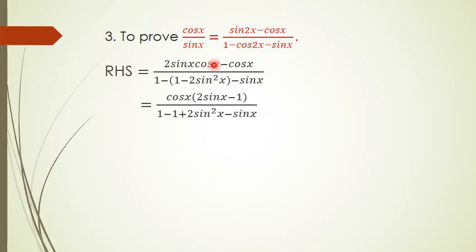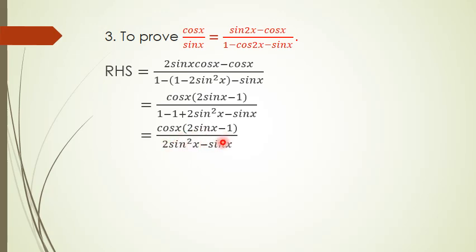In the numerator, cos x is common, so we factor that out. That will be cos x into 2 sin x minus 1. In the denominator, clearing the brackets here, that will be 1 minus 1, then this negative and that negative will make a positive. So that's plus 2 sin squared x minus sin x. Then 1 minus 1 is 0. So we have cos x into 2 sin x minus 1 all over 2 sin squared x minus sin x.